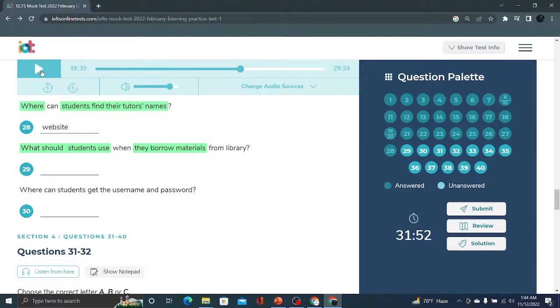Do you have a library card? No, I have not applied for one. I think you should register for a library card first, because you need it when you borrow reference books from the library.